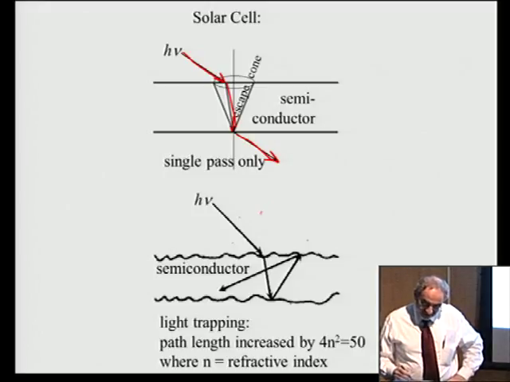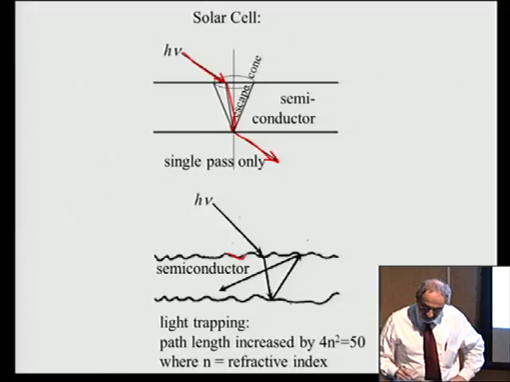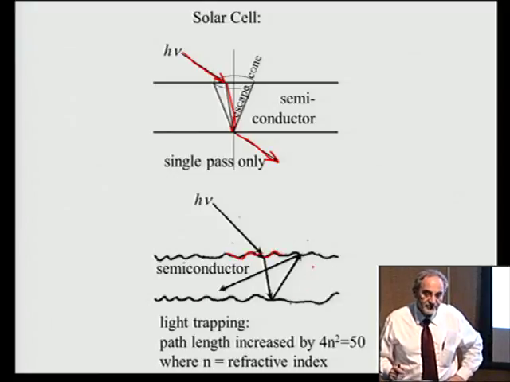Then it was realized that, wait a minute, if you come in with light, all you have to do is, instead of having a plane parallel film or plane parallel slab, put a little bit of texture. In this case, I put texture on both sides of the solar film. Even one side is enough.